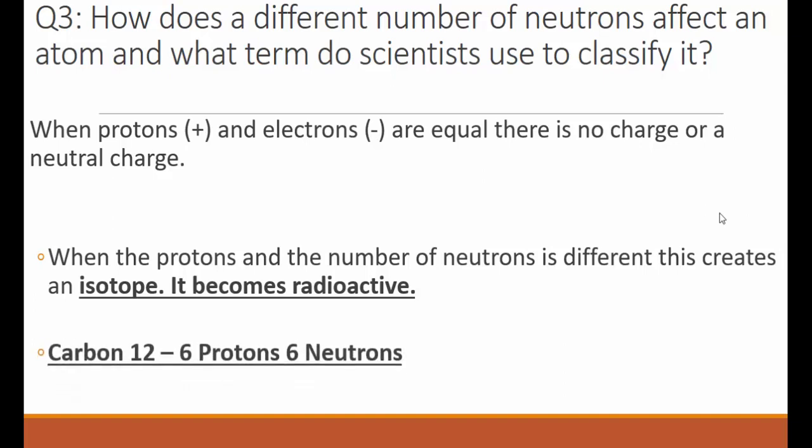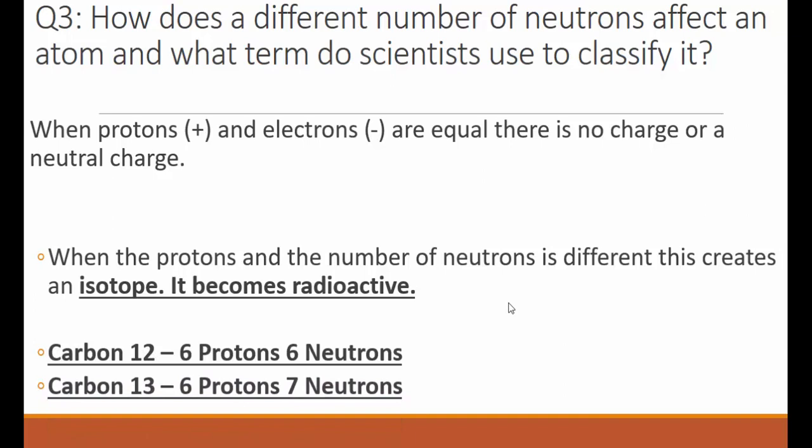Now, here are some examples of some isotopes. Carbon-12 is not an example, and that's because the protons and neutrons are the same. And when we look at this definition, when the protons and the number of neutrons is different. Well, if these are the same, carbon-12 cannot be an isotope. Carbon-13 is, however, because we have 6 protons, we have 7 neutrons. They are not the same number, and if you're wondering where we're getting this carbon-12 and 13 from, we're simply adding the protons and neutrons.